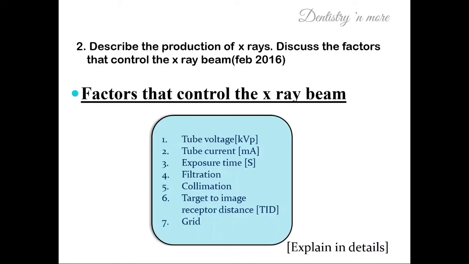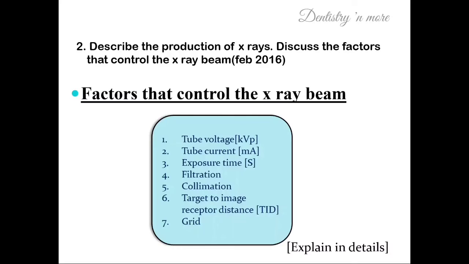Next is the tube voltage, that is the peak kilovoltage, and it is found to be interrelated to the beam quality, that is the X-ray beam quality, which means the mean energy of this X-ray beam, that is the kinetic energy emitted by these electrons. This peak kilovoltage increases the number of photons generated, and it also increases the mean energy of photons and the maximal energy of the photons.